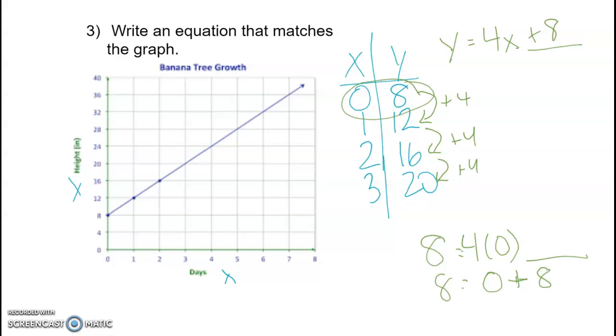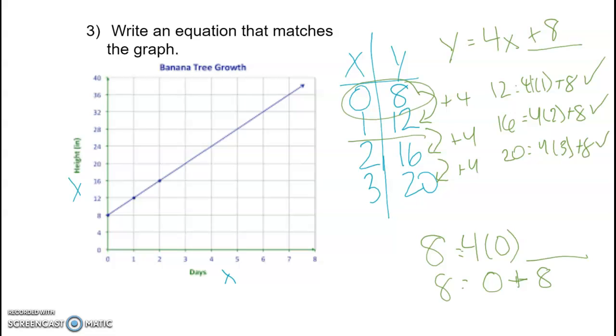I'm going to try that with the next set of numbers. So I'm going to try 12. Is that 4 times 1 plus 8? And yes, that is. 16. Is that 4 times 2 plus 8? That is also it. And 20. Is that 4 times 3 plus 8? And that works as well.